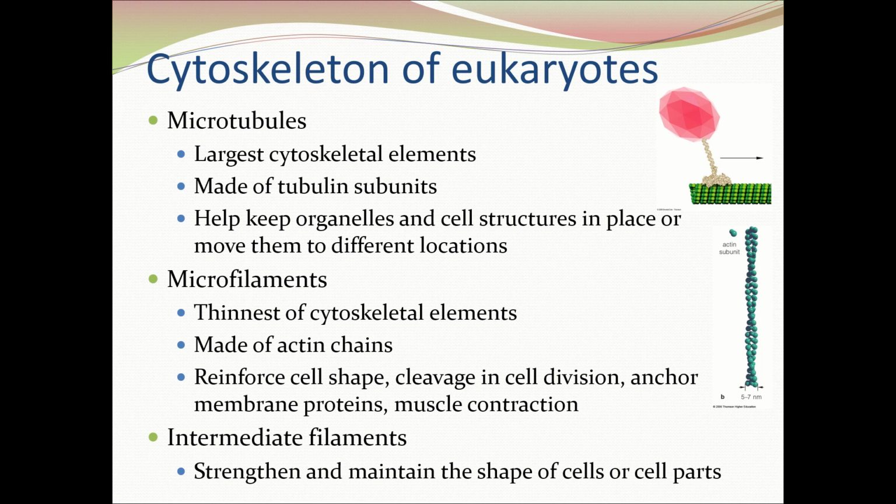So the cytoskeleton is going to contain 3 major components: the microtubules, microfilaments, and intermediate filaments. Of the 3, the microtubules will be the largest cytoskeletal elements. They are made of tubulin subunits, which is a protein, and this helps keep the organelles and cell structures in place or move them to different locations.